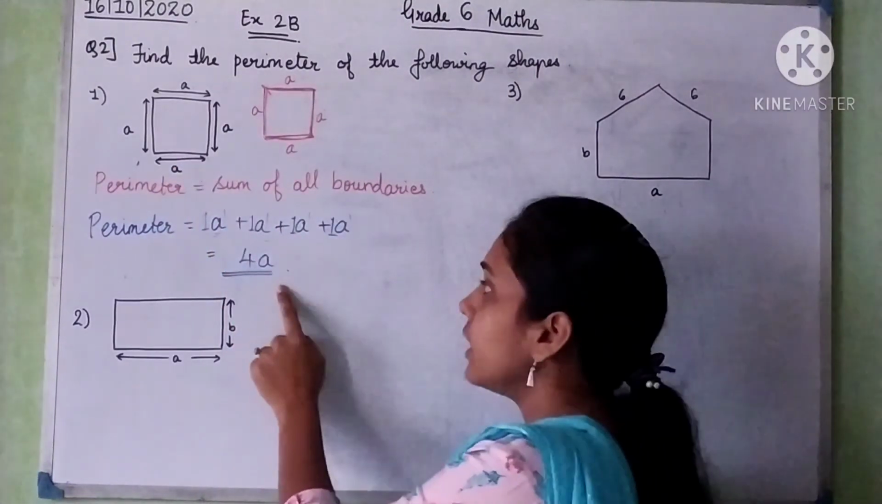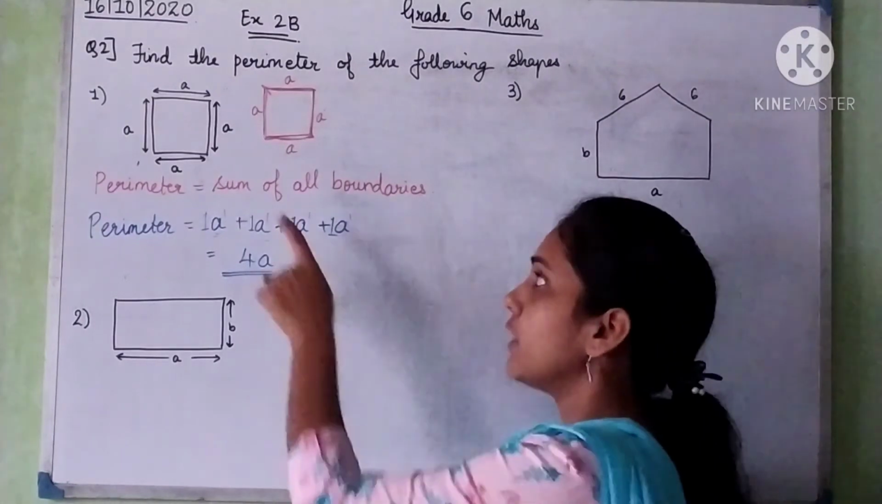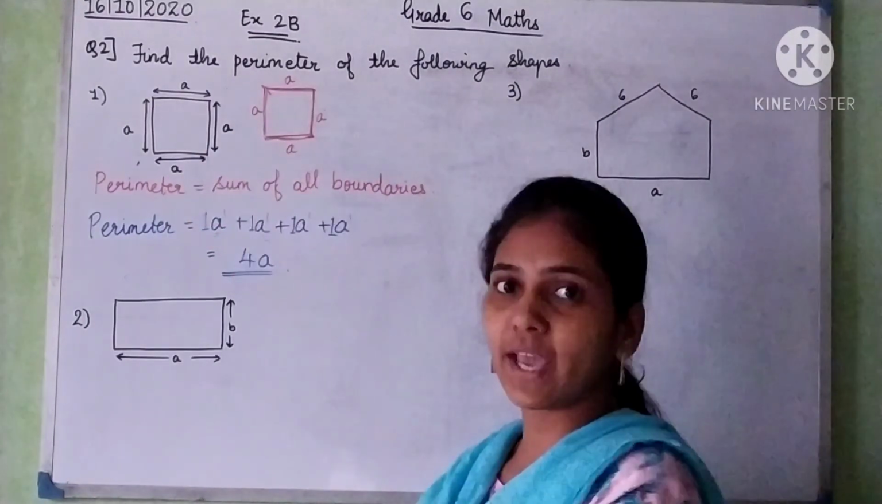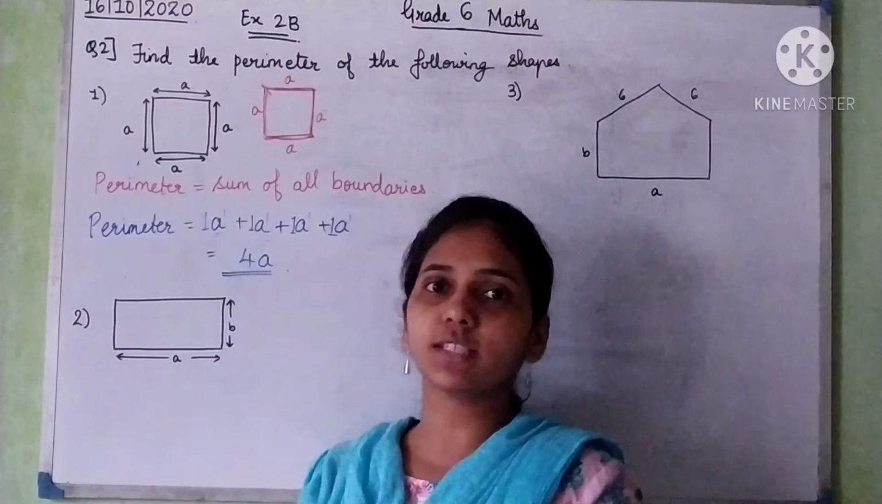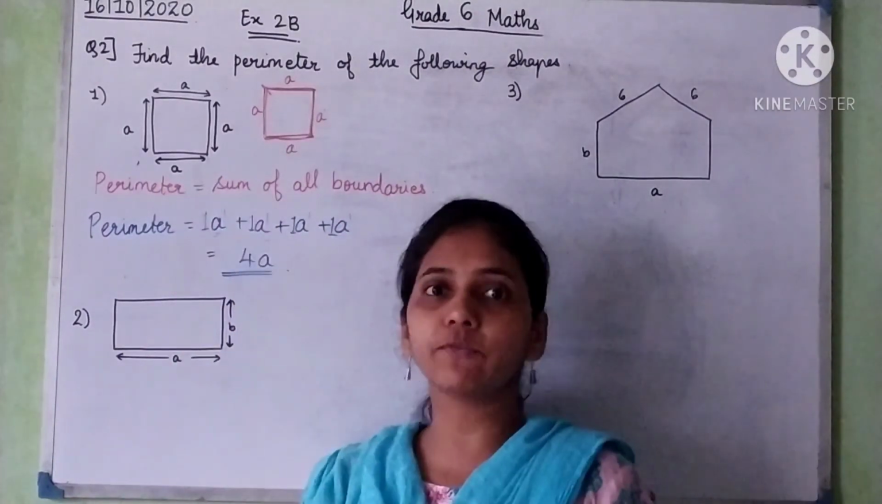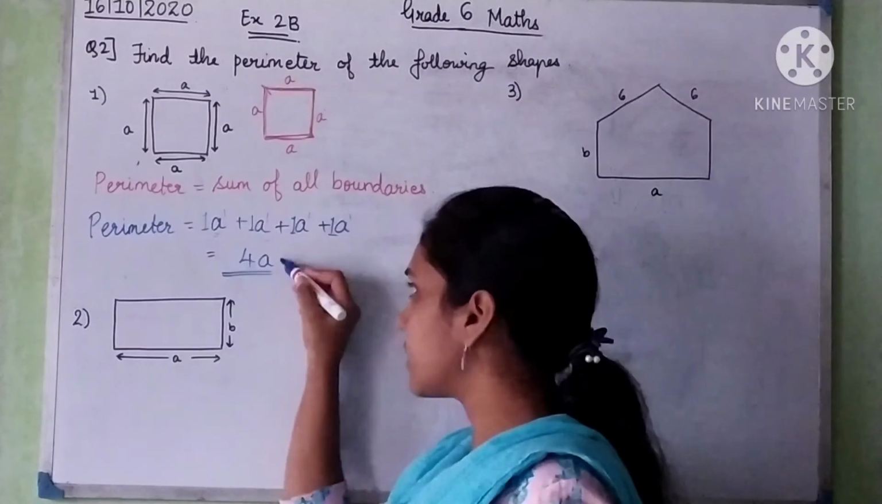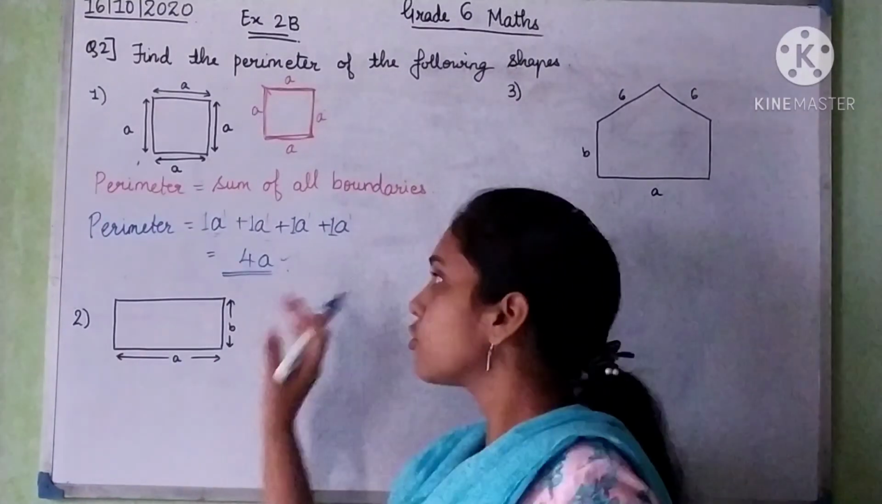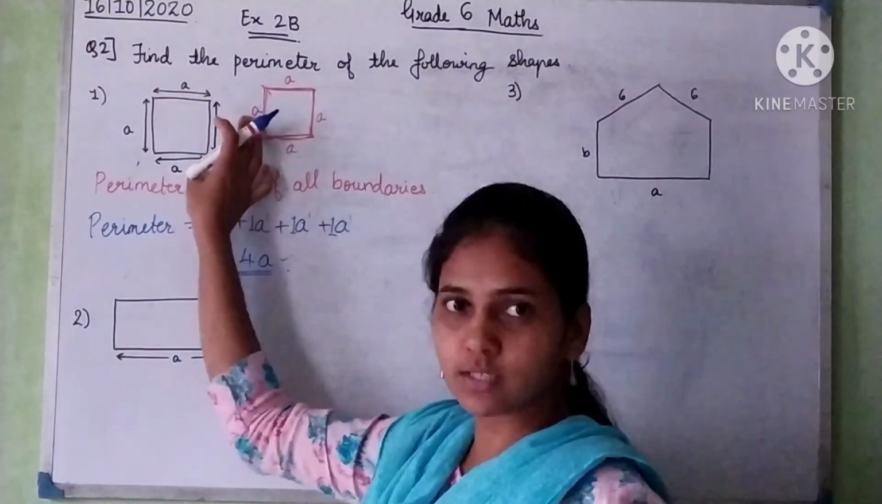And even if we solve by the formula, the perimeter of a square is 4 into the side. Now here the side is A. So 4 into side means 4 into A, which is equal to 4A, which is nothing but this 4A. Okay. So this is the perimeter of this shape.